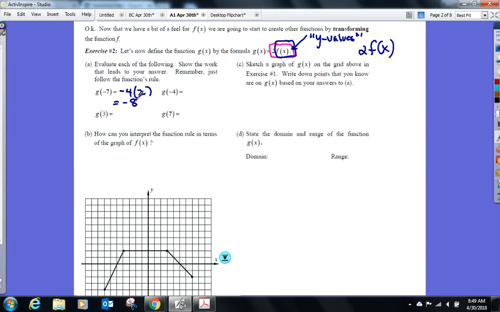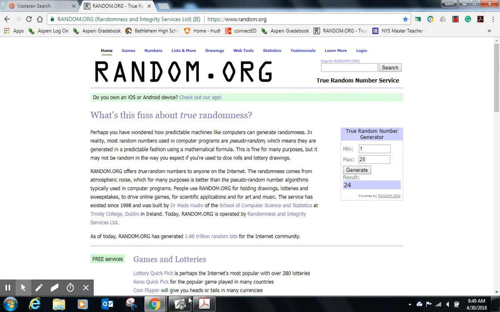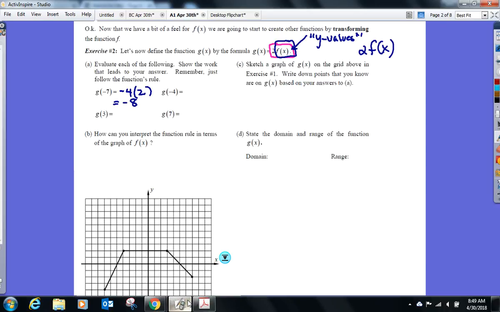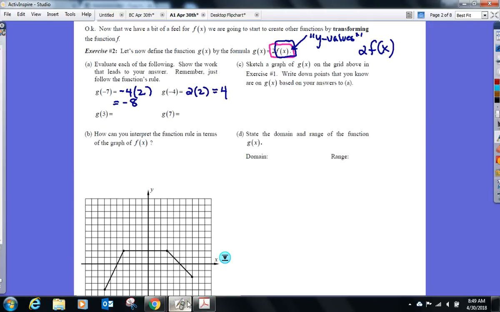You could still use the graph, just multiply your y value by 2. G of -4, go. Take your previous y and multiply it by 2. What am I looking at here? 4. Why? 2 times 2. G of 3. Take your former y coordinate at 3 and multiply it by 2. Where am I? 4. Again, that's 2 times 2.